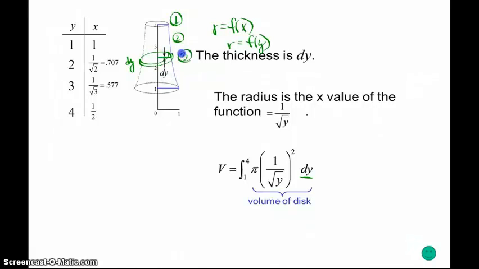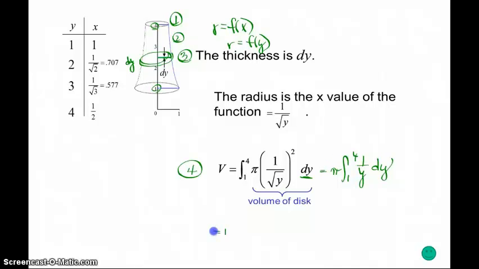Step 3 was to find your limits of integration. They were overtly given to us. Start at y equals 1, stop at y equals 4. And here we are at step 4. Set up your integral and evaluate it. So we have pi times the integral from 1 up to 4. 1 over the square root of y, squared, leaves me 1 over y dy.